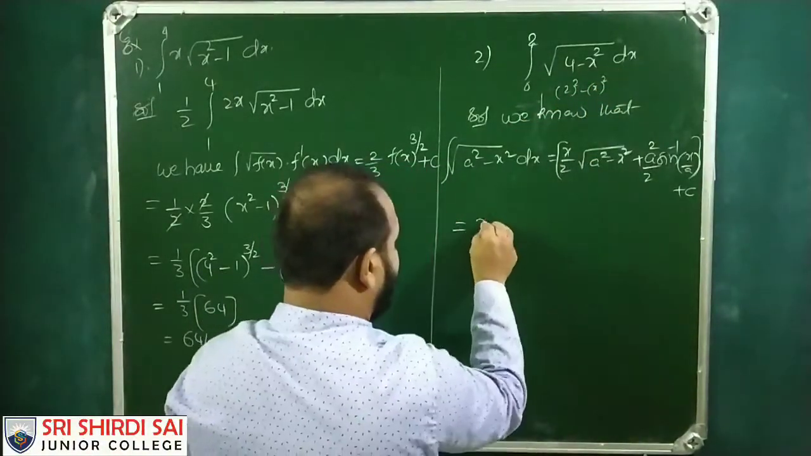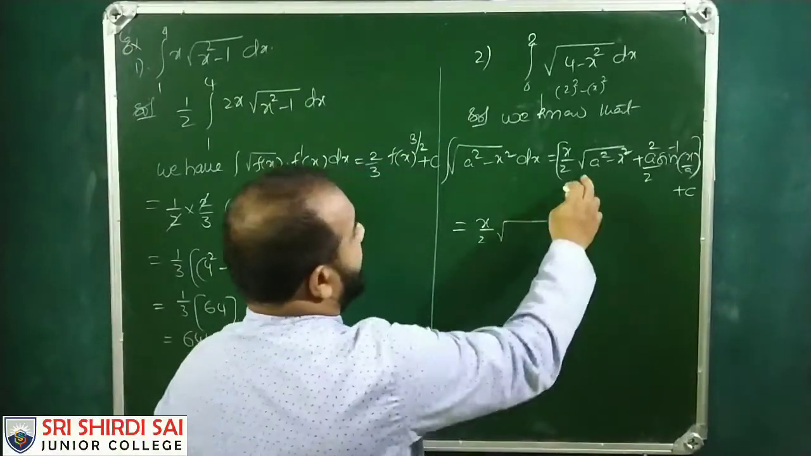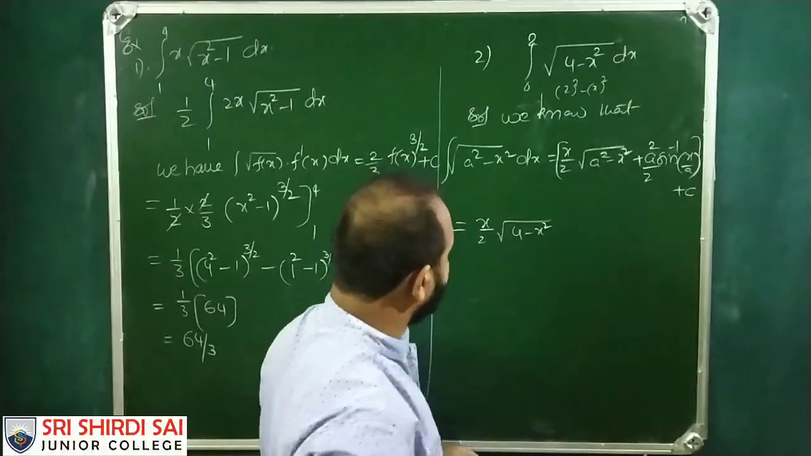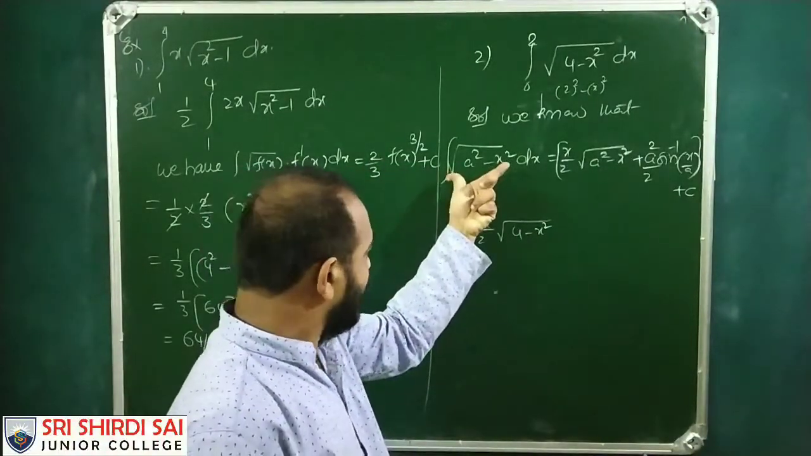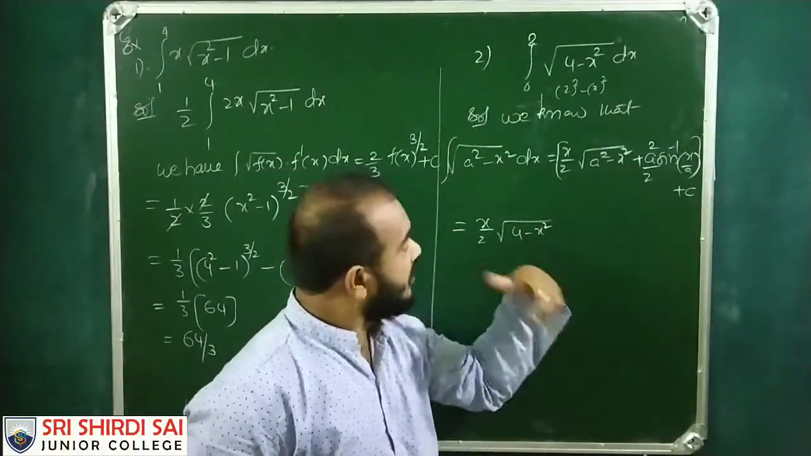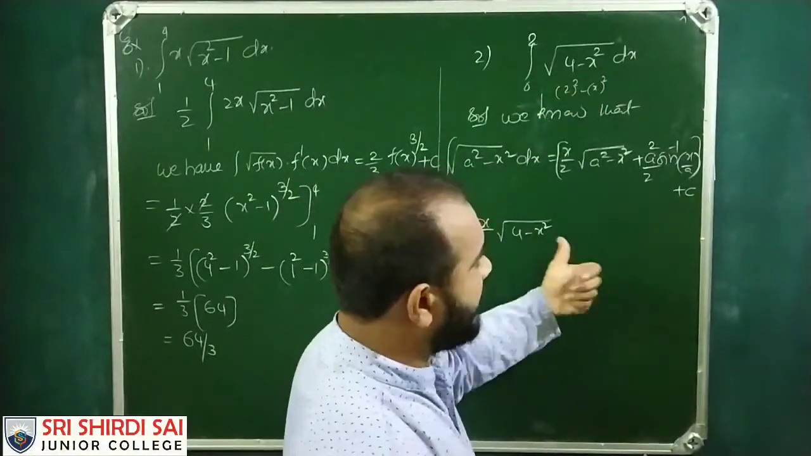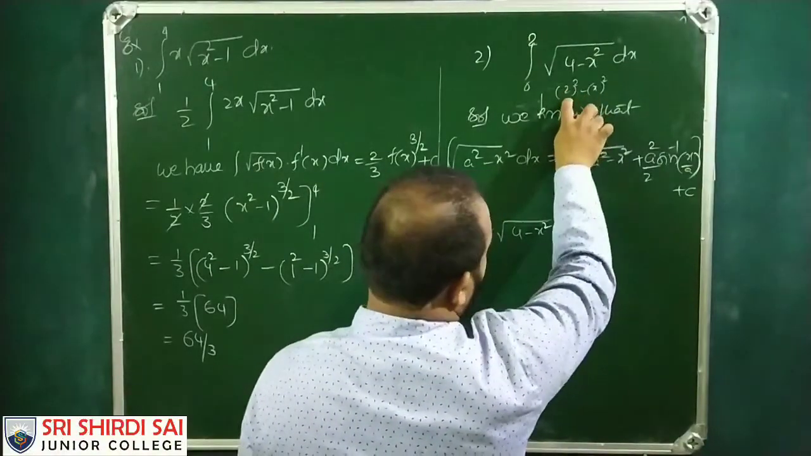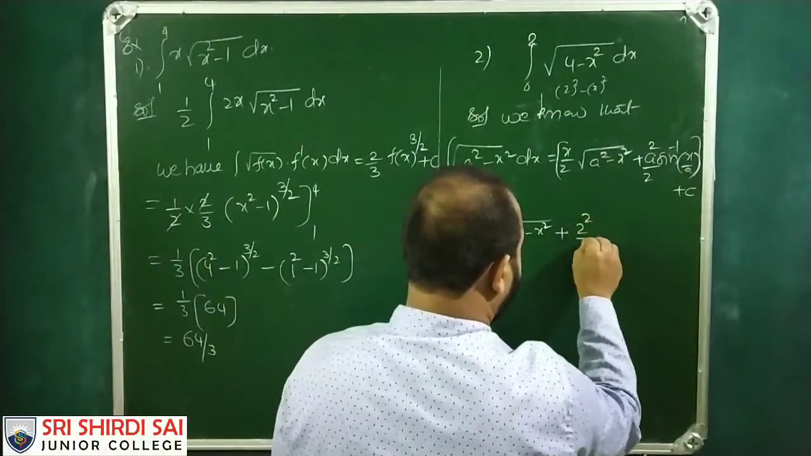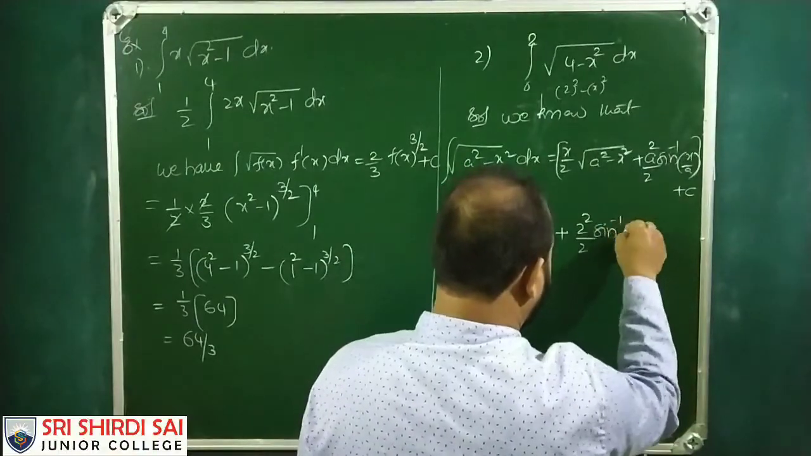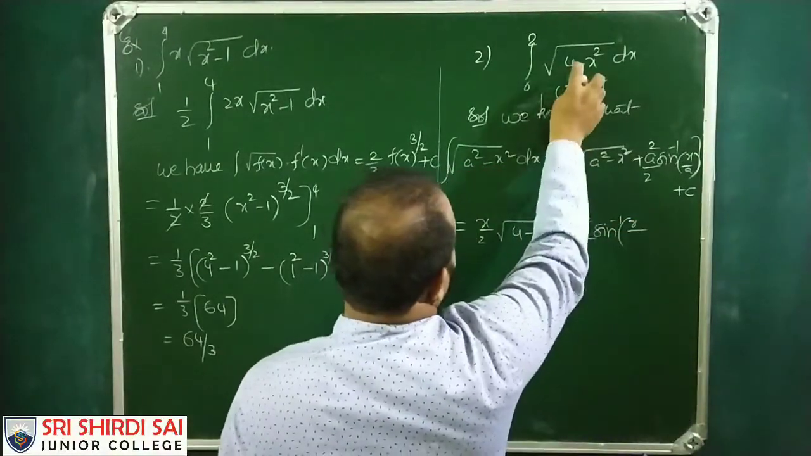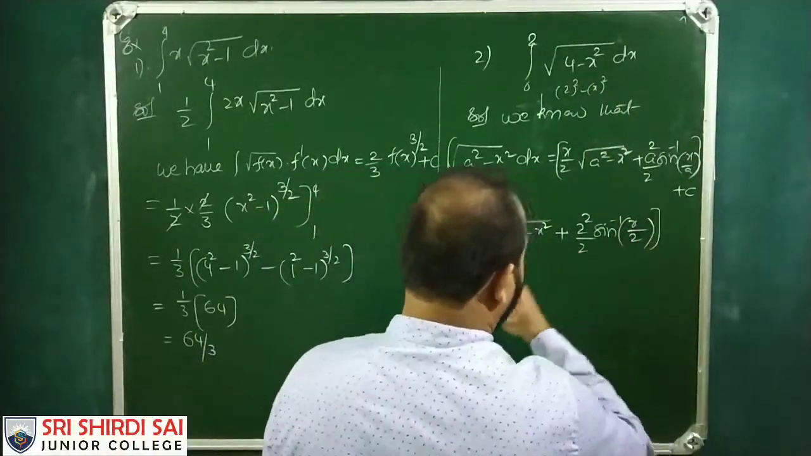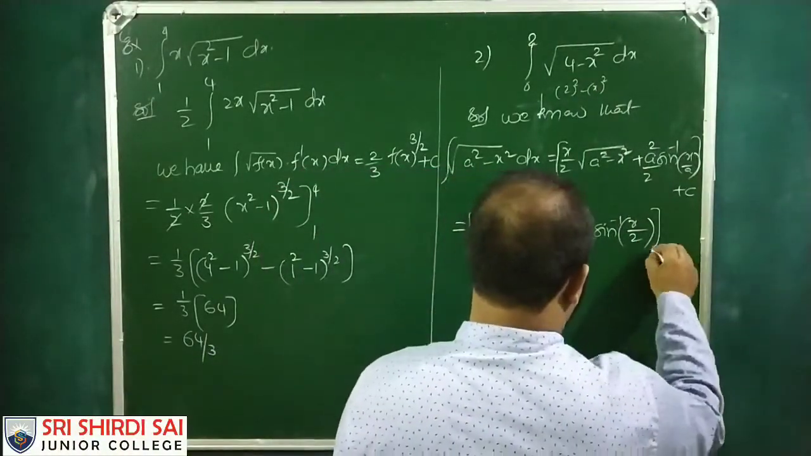x by 2 into square root of a square minus x square. So the same we will be getting again, because if it is root a square minus x square, the same is continued here. In the same way, root 4 minus x square, plus a square by 2. What is a? 2 square by 2 sin inverse x by a. Since the process is over, the limits are to be written here, 0 to 2.